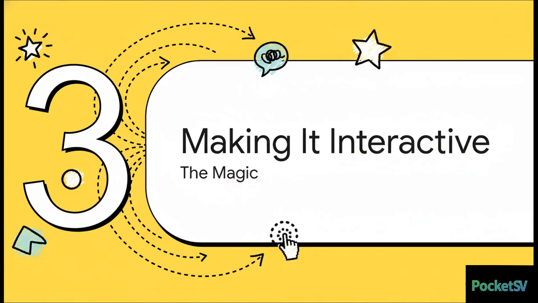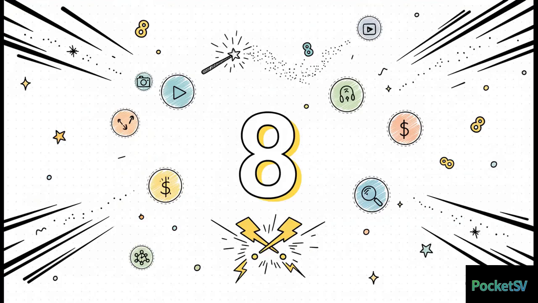Now we get to the really fun part, making the tour interactive. This is where we stop having just a collection of pictures and start breathing some life into them. This is where the magic happens. So, how do we make that magic? With Hotspots. And PocketSV gives you 8 different powerful hotspot types to play with. That is a ton of creative firepower at your fingertips.